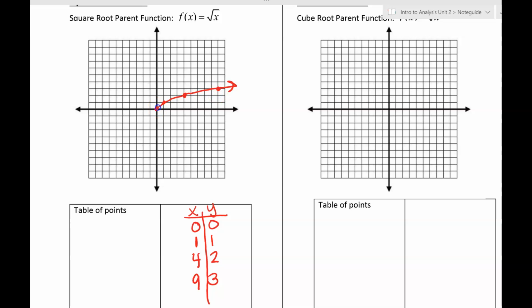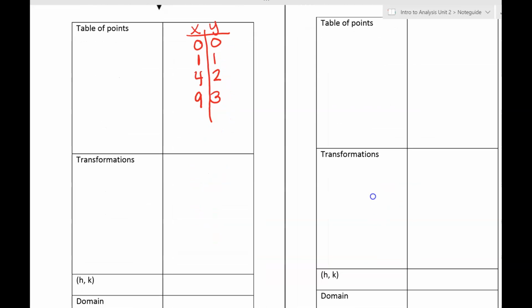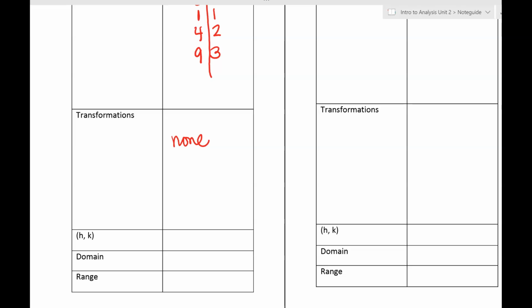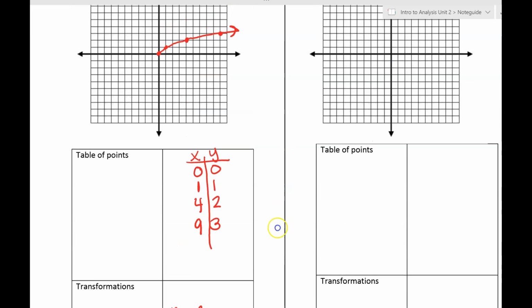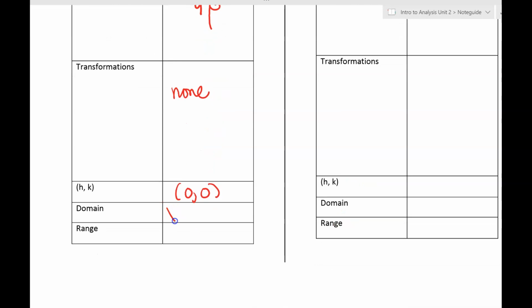It has this very distinctive endpoint because we couldn't plug in negative values. There aren't any transformations for our parent function, and then our (h, k) is at (0, 0). And our domain for our square root function is not all real numbers. The domain here, notice that the x's, we couldn't plug in negatives. We could only start at 0. So x's were greater than or equal to 0, or if you like interval notation, that's from 0 to infinity. And you see the same with our results. We got all positive values for results, started at 0 and went up.